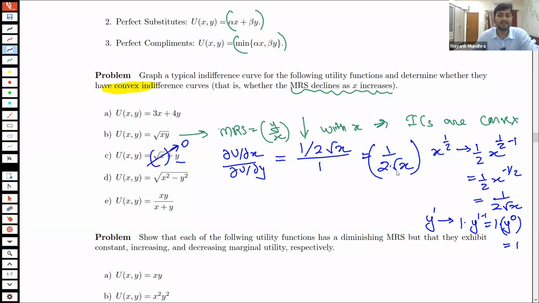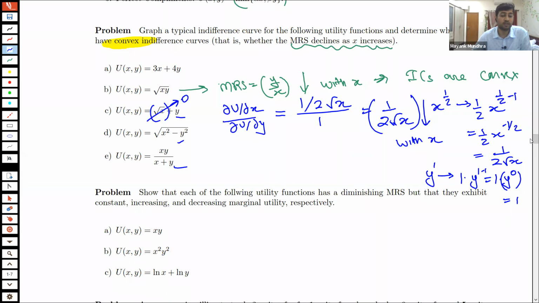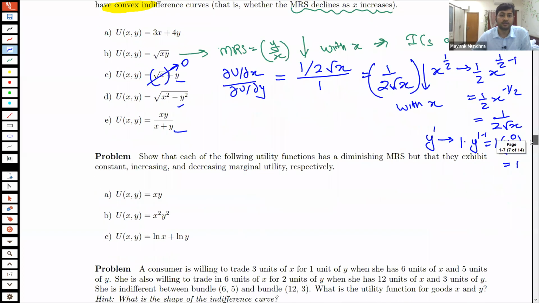Now, as you can see, this thing also reduces with x. As x increases, the denominator increases, so the overall fraction reduces. So this thing reduces with x. Similarly, you can check for the other parts and find out what the MRS is and whether it is increasing or decreasing. Feel free to use any monotonic transformations.